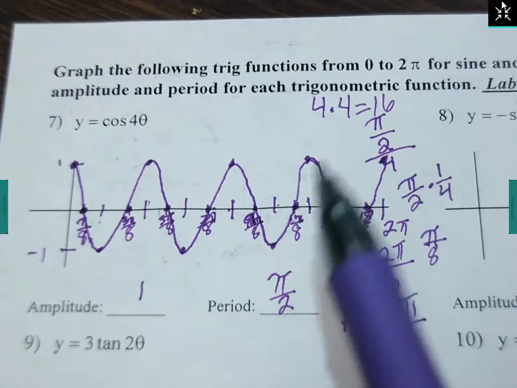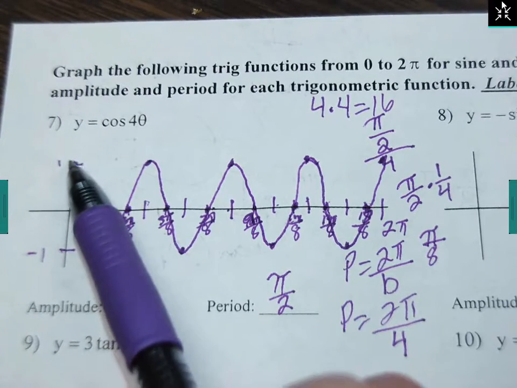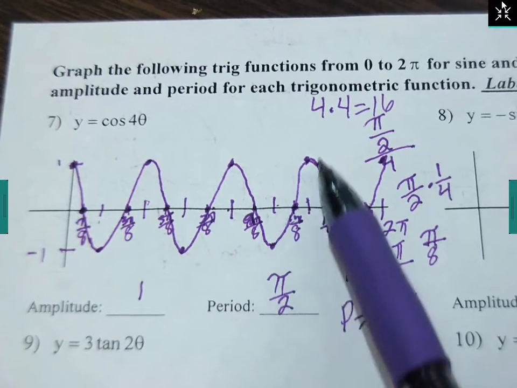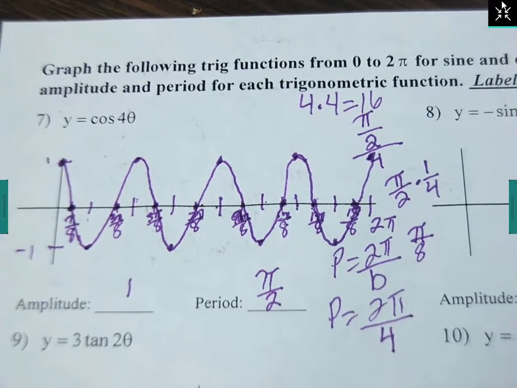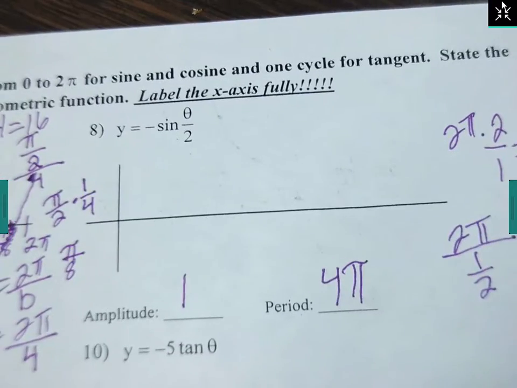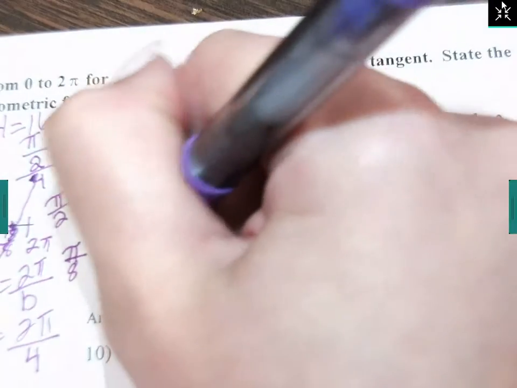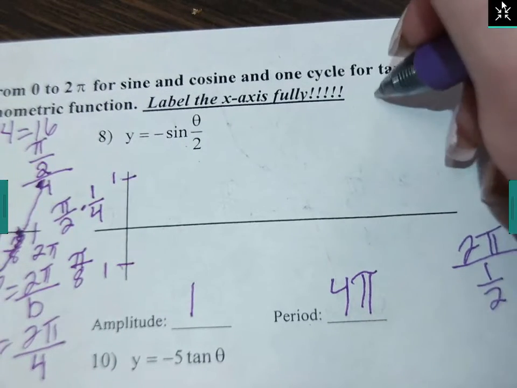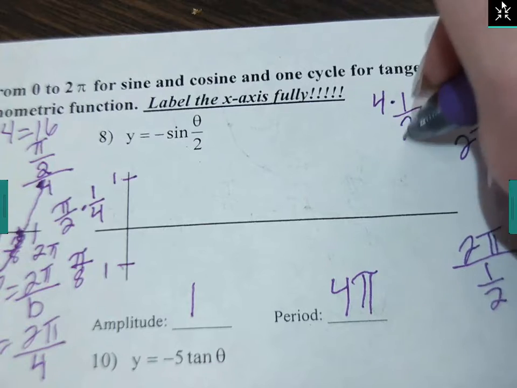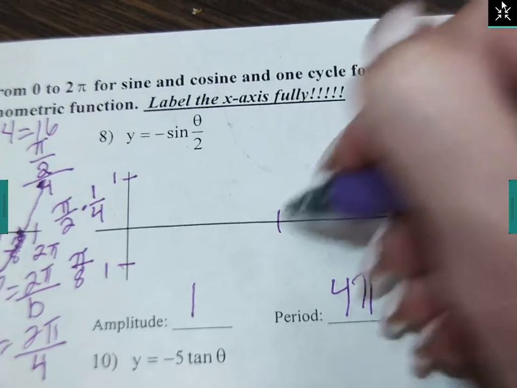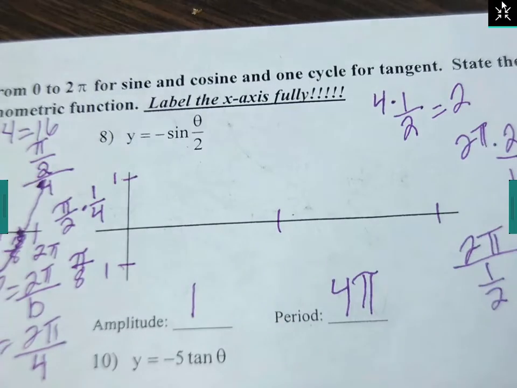Over here, we had 4 cycles, which means we started here, went down and back up. So that's 1, 2, 3, 4 cycles. Do you see that? That's a way you can check your answer too. So we only need a half of a cycle here. This is 1, this is -1. To find out how many pieces we're breaking this up into, it's just 4 times b, which is 1/2, and that's going to give us 2. So we just have 2 equal segments.